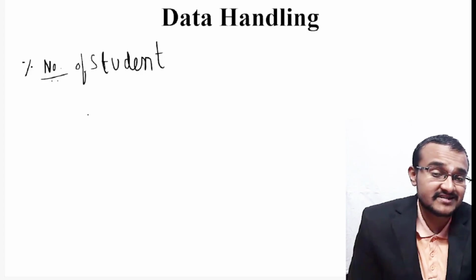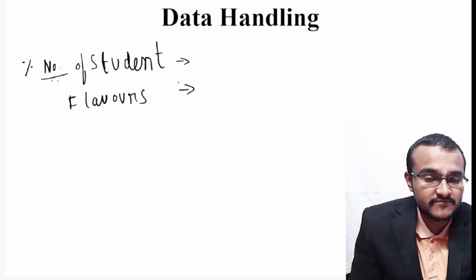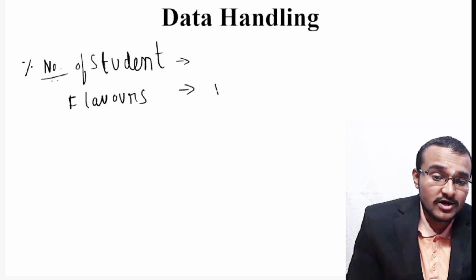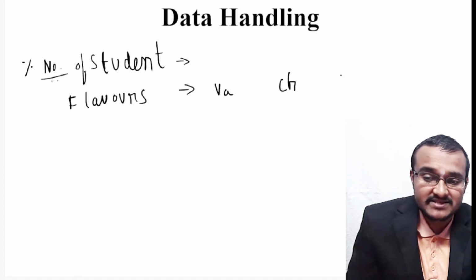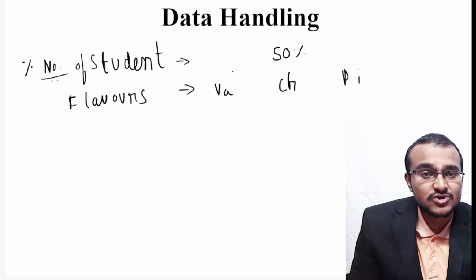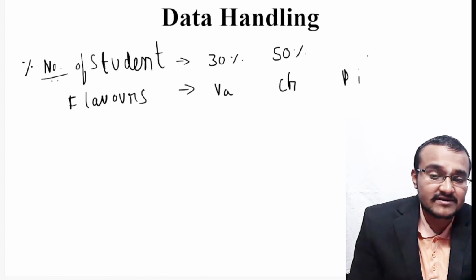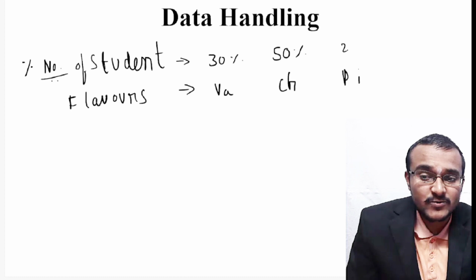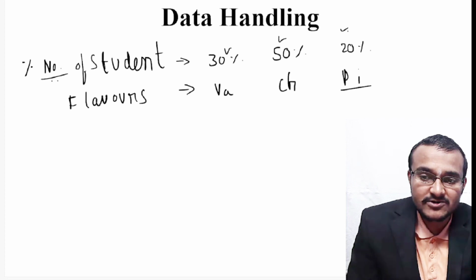For example, take the percentage of number of students and different flavors. I have different flavors of ice cream and certain numbers of students, and I'll mention the percentage of those students. The first flavor is vanilla, the second is chocolate, and the third is pista. So 50% of students like chocolate flavored ice cream, 30% like vanilla flavored ice cream, and let's say 20% like pista.